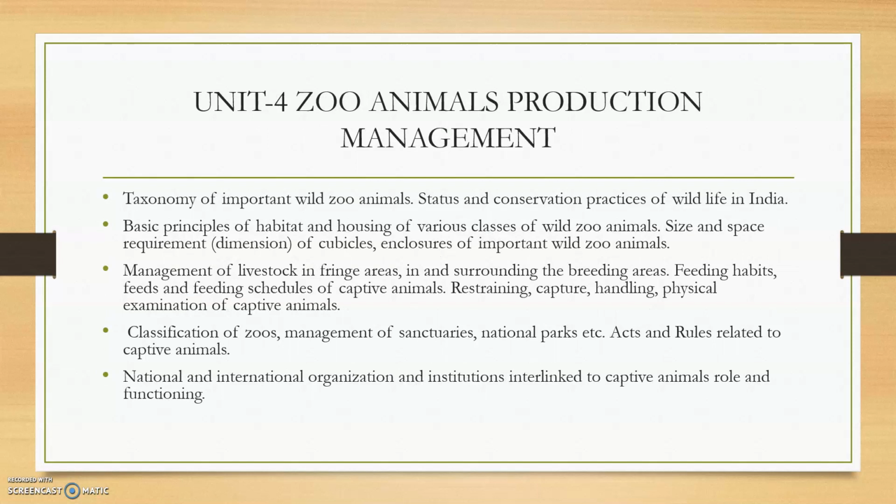So Unit 4, zoo animals production management. Classification of zoos, national and international organizations and institutions interlinked to captive animals, role, classifications of zoo animals, enclosure of zoo, what all facilities should be provided in a zoo, status and conservation practices in Indian wildlife.